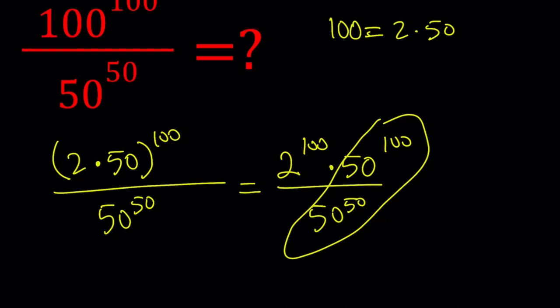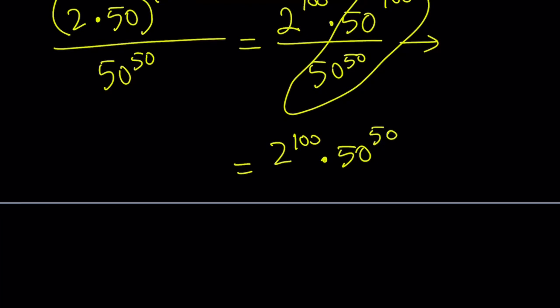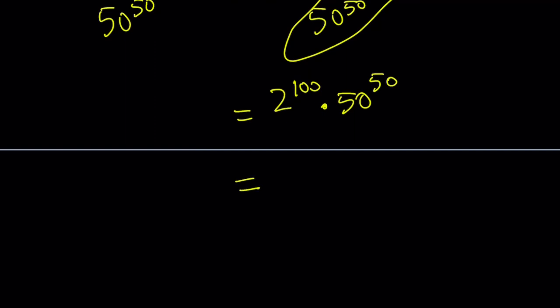Great. Now we can go ahead and work these two together because they have the same base. So all we have to do is subtract the exponents. 2 to the power 100 stays. And then from these two things, we get 50 to the power 50 because 100 minus 50 gives us 50. So you can leave it at that if you want, but I'm going to do the following. I'm going to write the 2 to the power 100 as 2 to the power 50 times 2 to the power 50, because 50 plus 50 is 100.